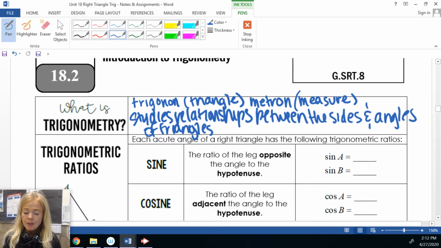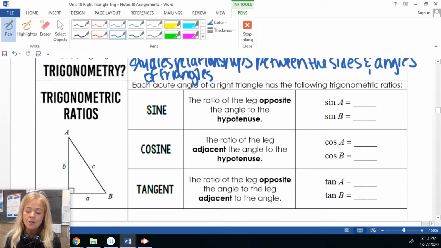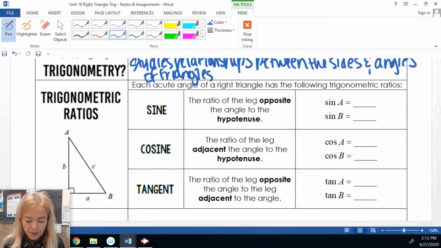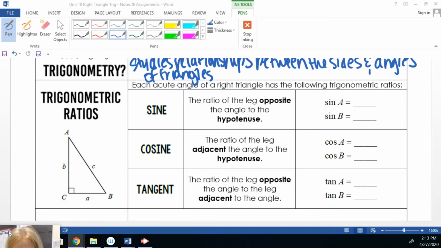So what we're going to be studying is the relationships that we know of that exist between the angles and sides of triangles. Now, if you look at this triangle over here, you have trigonometric ratios, and you see a right triangle. So trigonometric ratios, sine, cosine, and tangent, they're called.